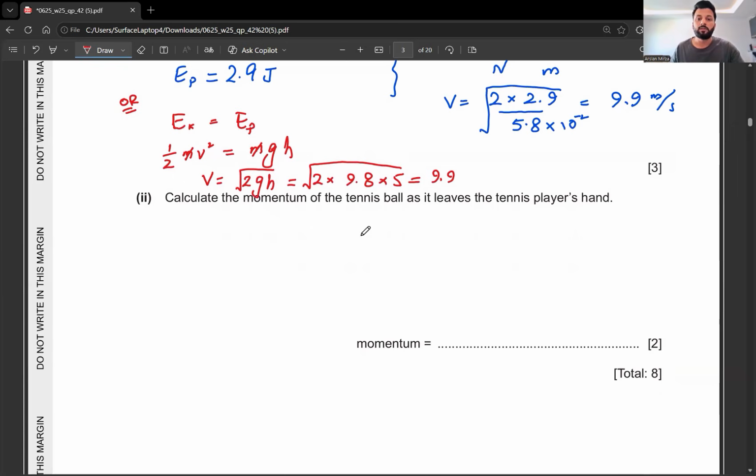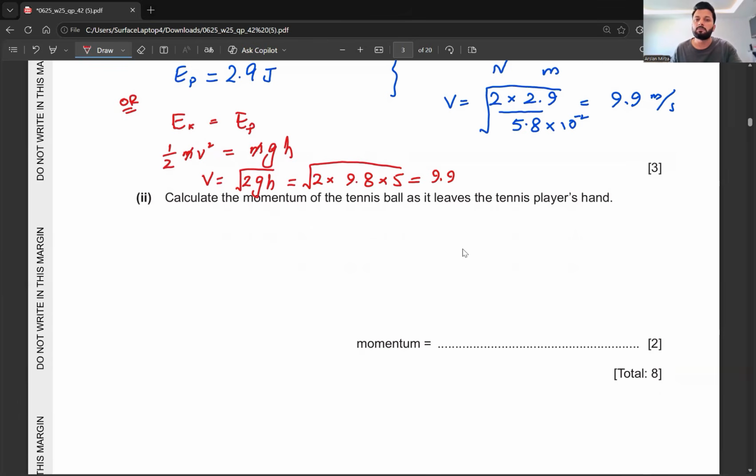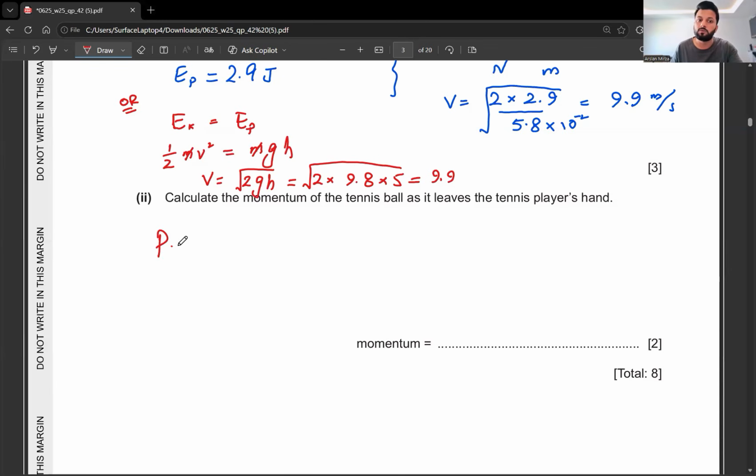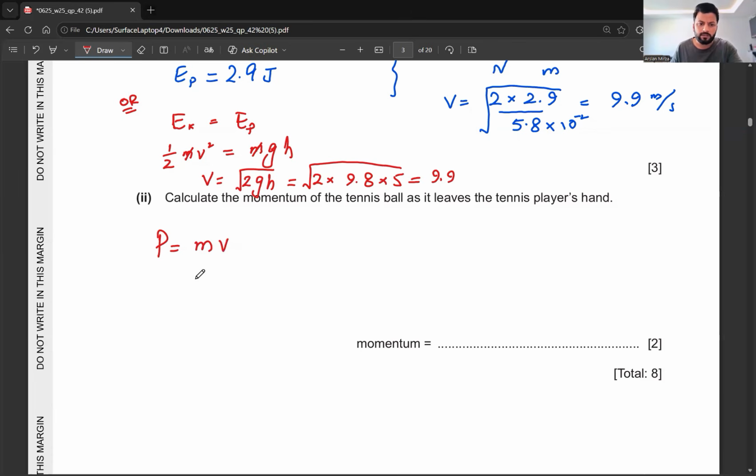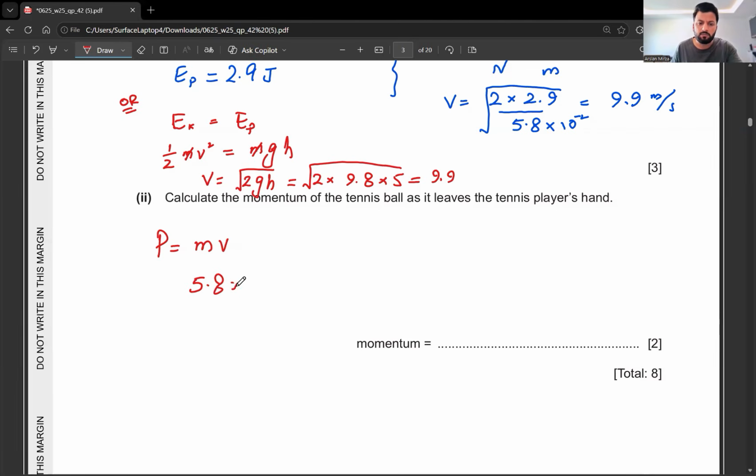Calculate momentum of the tennis ball as it leaves the tennis player's hand. So what is the equation of momentum? Equation of momentum is, first of all, momentum is equal to P. P is equal to mass times velocity. What was mass? Mass is here. Yeah, 5.8 times 10 power minus 2. And v was here, 9.9 meters per second. So we can write here 9.9 meters per second.